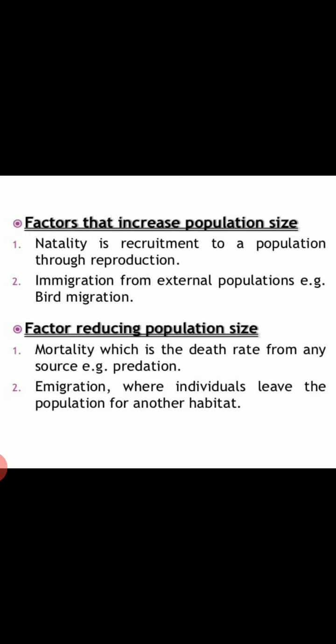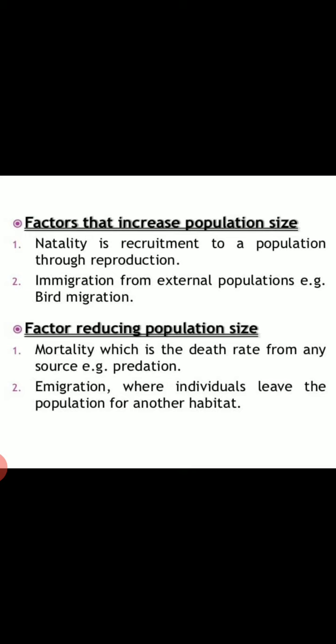Another one, the best example, is bird migration. Birds can move from one place to another place, and that is called migration. For food purposes they migrate from one place to another. When they come from other places, that is called immigration. That increases the population size.